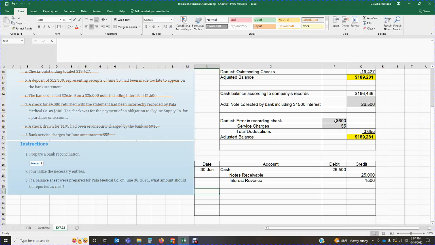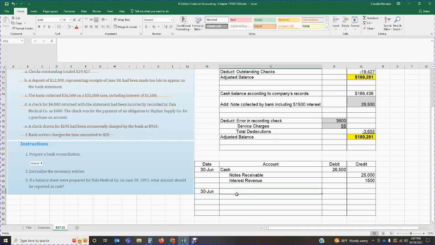Error in recording a check. Let's look at transaction D. A check of $4,000 was incorrectly recorded by Paula as $400. The check was for the payment of an obligation to Skyline Supply Company for a purchase on account. So we were making a payment to Skyline, but we made it for $400 instead of $4,000.